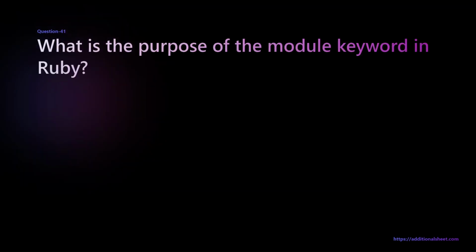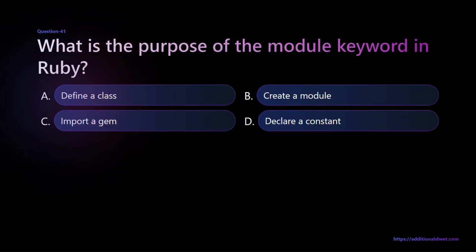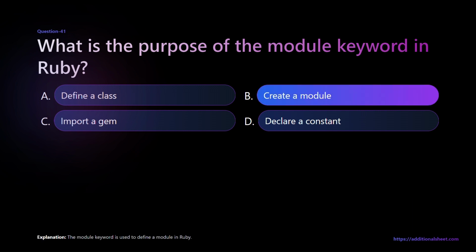What is the purpose of the module keyword in Ruby? Option A, define a class. Option B, create a module. Option C, import a gem. Option D, declare a constant. The correct answer is option B, create a module.